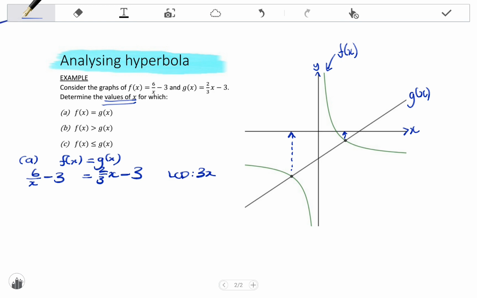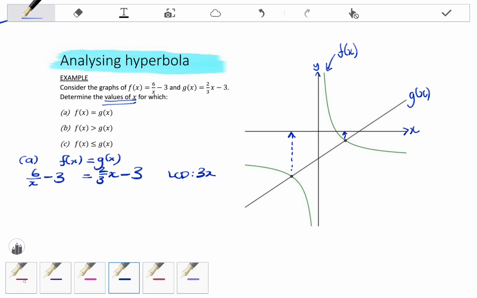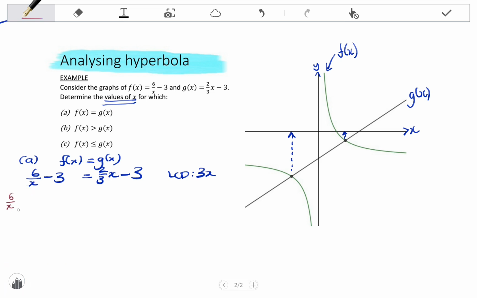And you don't have to show this level of working that I'm going to show now, but I am going to show it so that everybody clearly sees what's going on. My first term is 6 over x. I'm going to multiply that by 3x. My second term is negative 3. I multiply that by 3x.